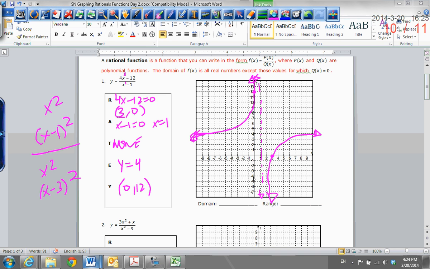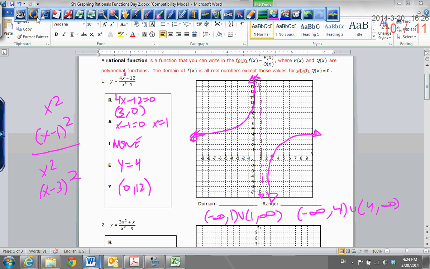I know it's a lot of information on that little sheet with RATEY and all that, but it's not too complicated. Our domain is everything but 1. And our range is going to be everything but 4. I know it looks like it gets to 4, but it doesn't quite get there. So negative infinity to 4, union 4 to infinity. Okay, so that's that one.